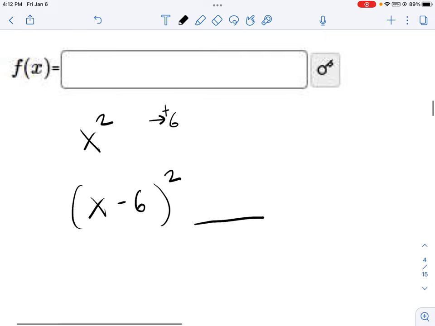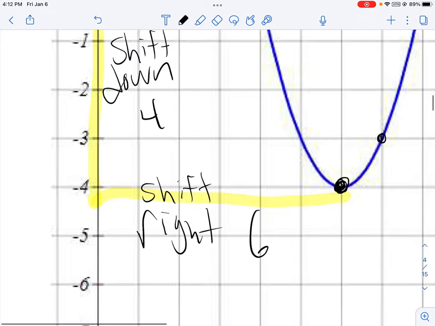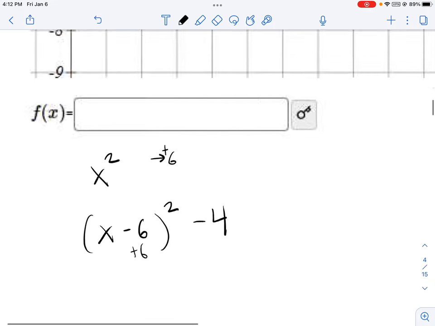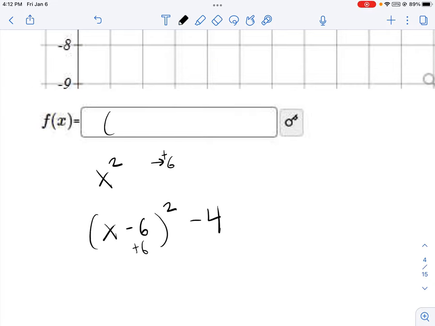So if it's going to the right 6, that's a positive number. Minus 6 is what goes in the parenthesis, because you would have to add 6 to bring it back to just x squared. Okay, bring it back to 0. Now, for the other one, we have a shift down 4. Well, y values do exactly what you see. Down 4 means negative 4, and that is all you'd have to do. And that's literally our equation here. Our f of x is x minus 6 squared minus 4.